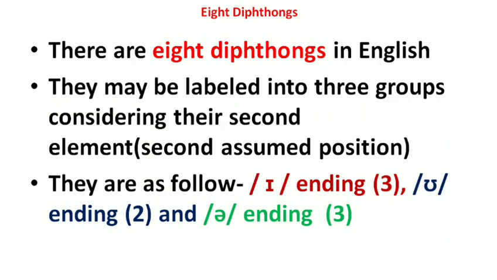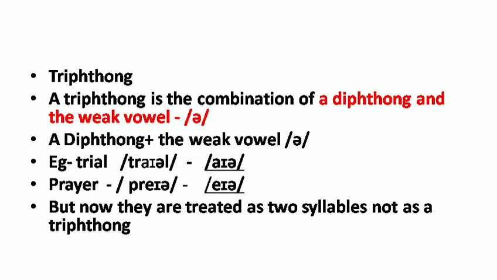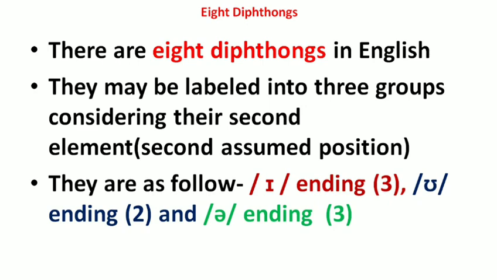As in "prayer", it was considered a triphthong because it is the combination of a diphthong and the weak vowel schwa, but now they are treated as two syllables, not as a triphthong. It was only considered a triphthong at the time of Daniel Jones. There are 8 diphthongs in English.